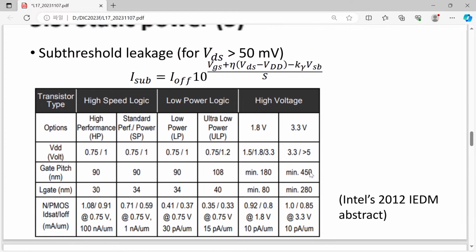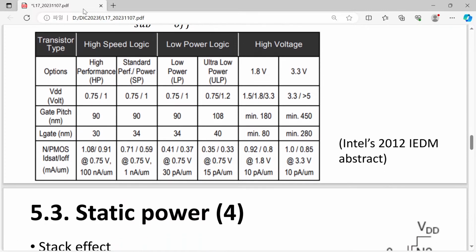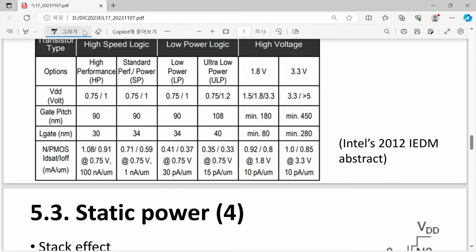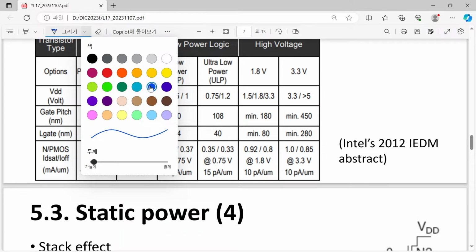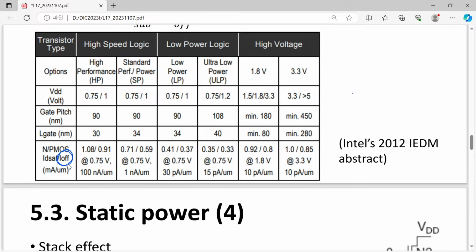This is taken from Intel's IDM abstract from more than 10 years ago, and I think we have already seen it before. At the time I told you about how we can distinguish different transistor options, and I hope that now you can understand it much better. Now please have a look at these off current conditions.